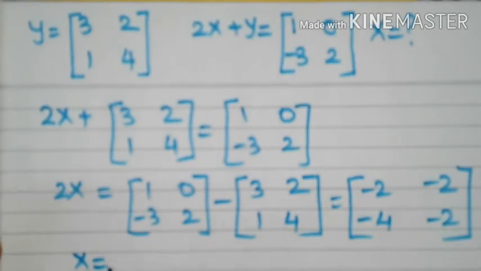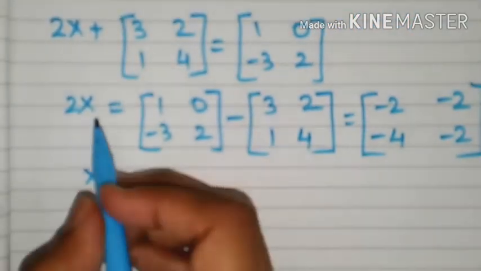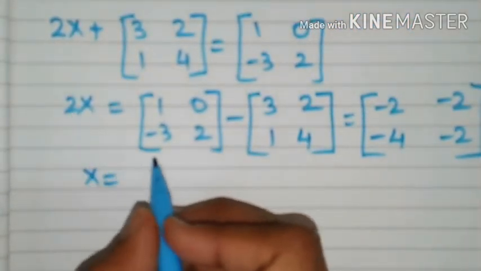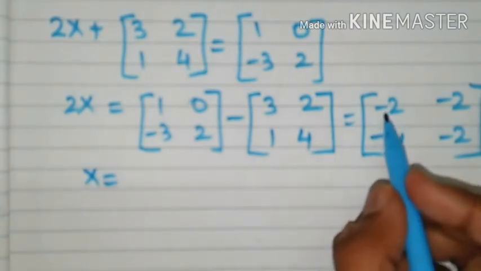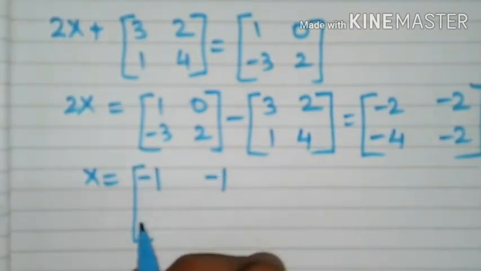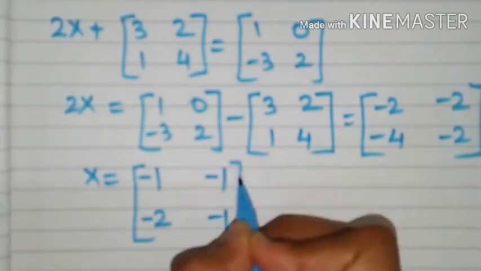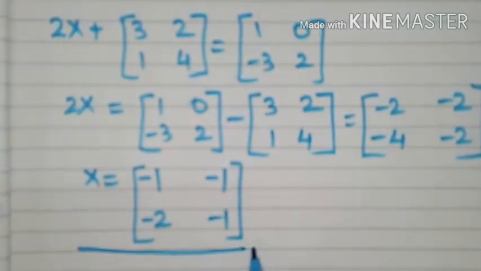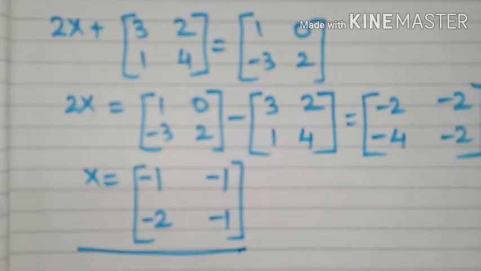Now I can bring x on the other side. So when I bring x to the other side, it will become half, and then multiply half with each and every element of the matrix. So I'll get minus 1, minus 1, minus 2 and minus 1. So this is how we find the value of x given y.